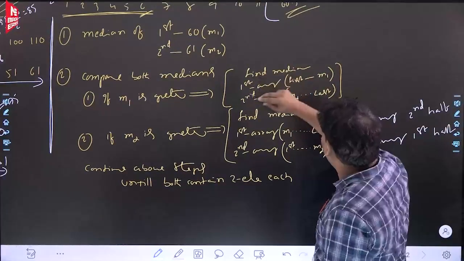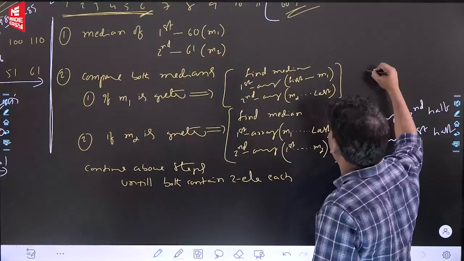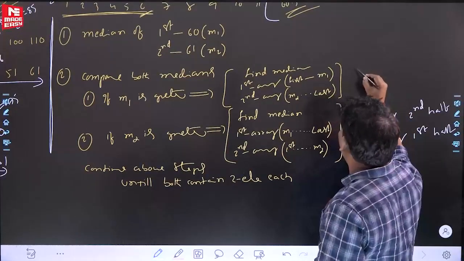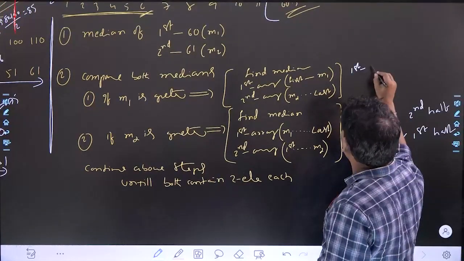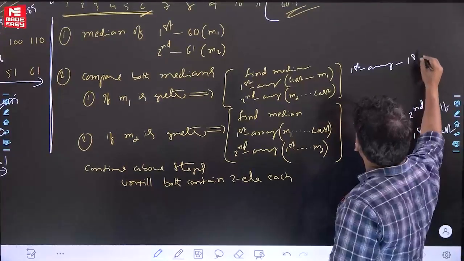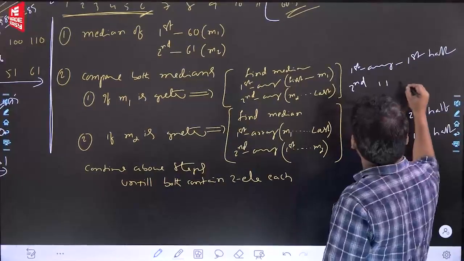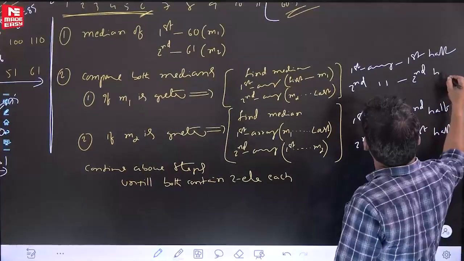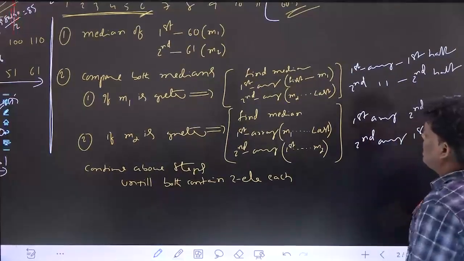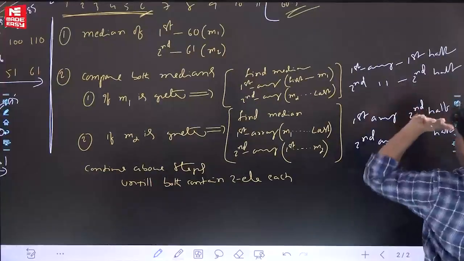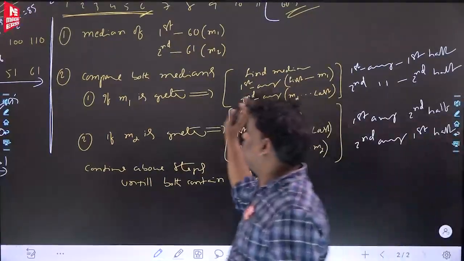M1 is greater. What is the meaning? M1 elements are greater, so M2 is smaller. Then what is the answer now? First array, first half, second array, second half. Like this is the algorithm.